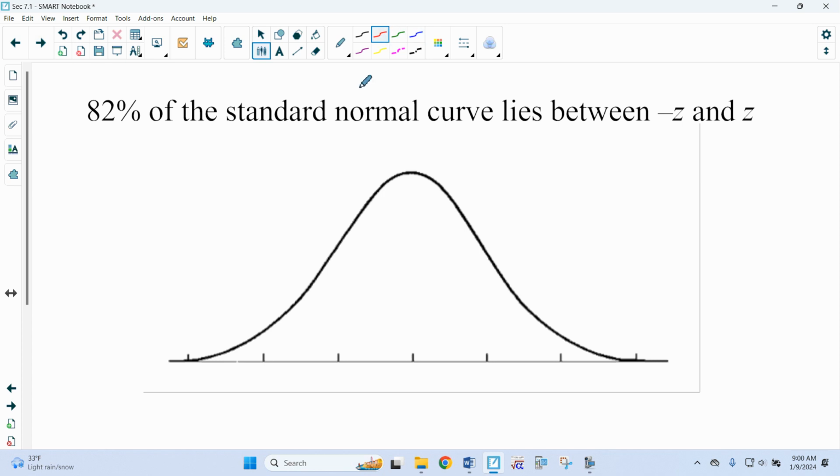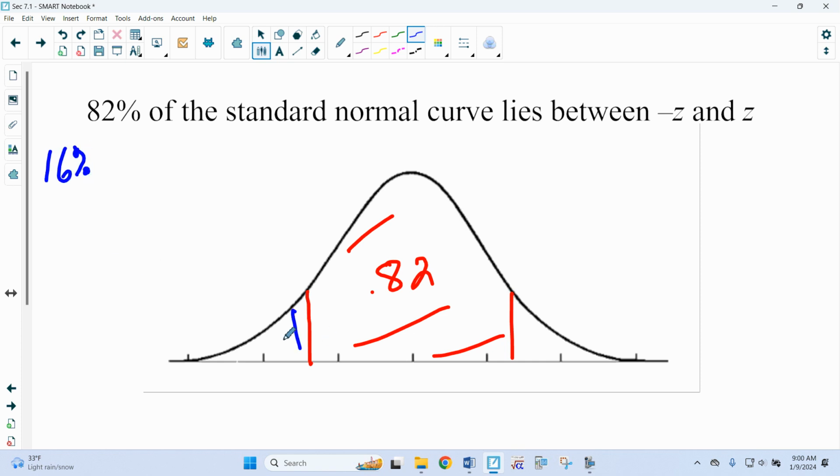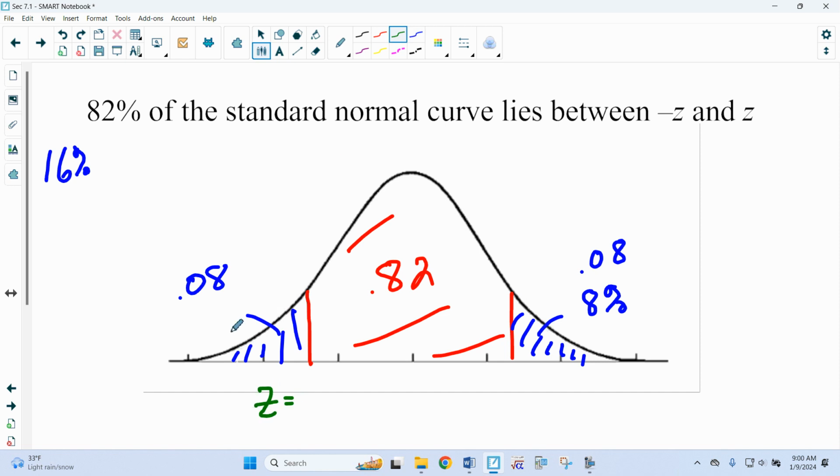The next kind we want to look at is when we have something in the middle. So we've looked at percents at the right and the left tail. What happens if we have a percentage, 82%, in the middle? So if we have 82% in the middle, that tells us we have 18% left over in the two tails. That means if we have 18%, that means we have 9%, 0.09, and we have 9% over here. So what we have to do is go to our Z, and we're going to look up 0.09.